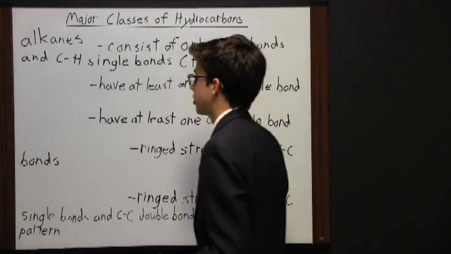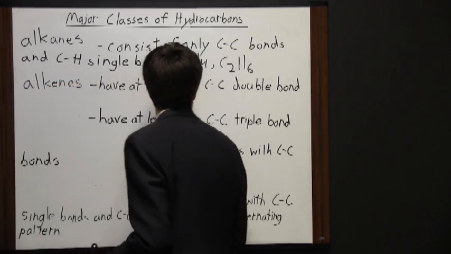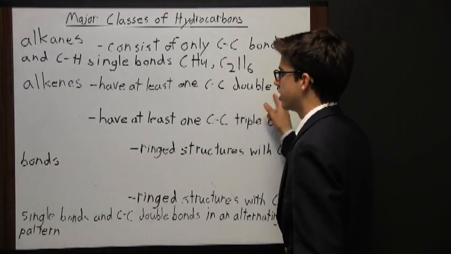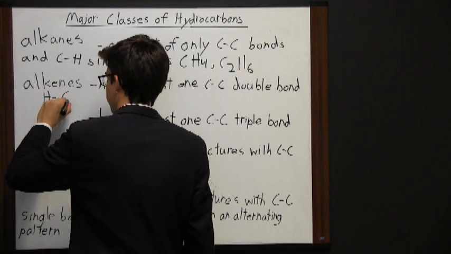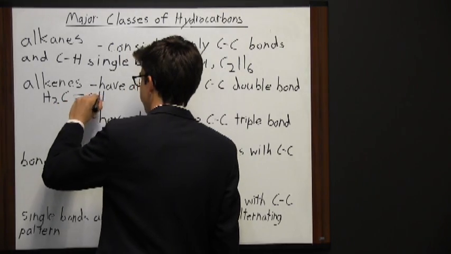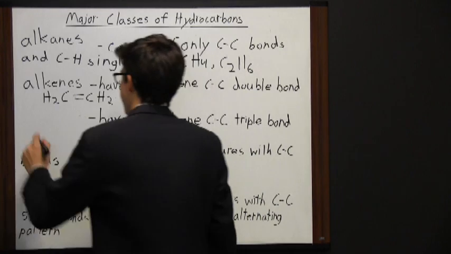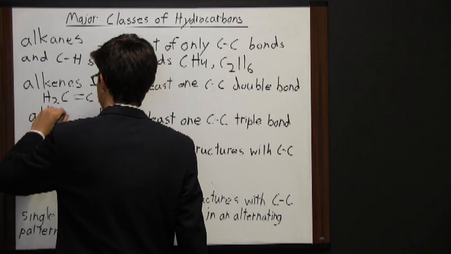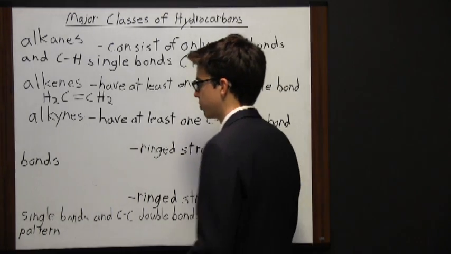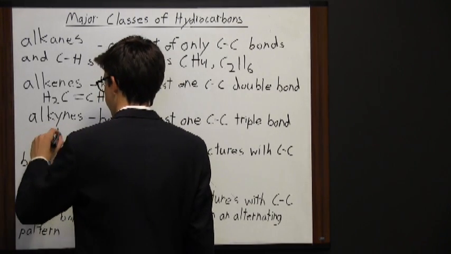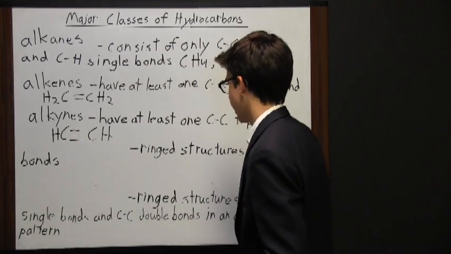Now a second class of hydrocarbons is alkenes, which have at least one carbon-carbon double bond. An example of that is ethene. See here the double bond between the two carbons. The third class is alkynes, which have at least one carbon-carbon triple bond. So we're building up here. An example of that is ethyne. Notice the triple bond here between carbon and carbon.